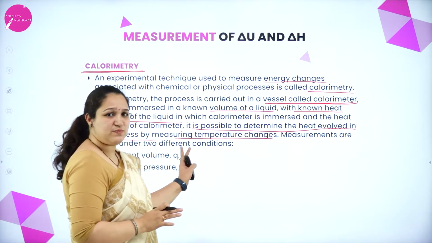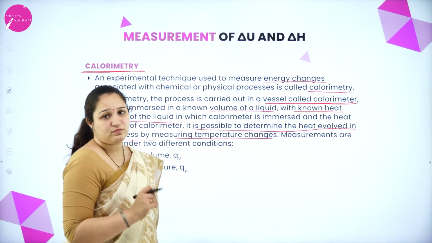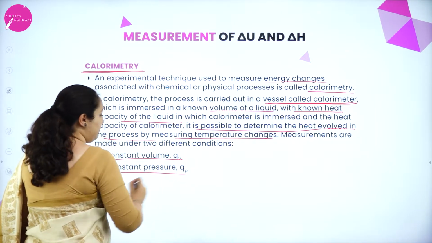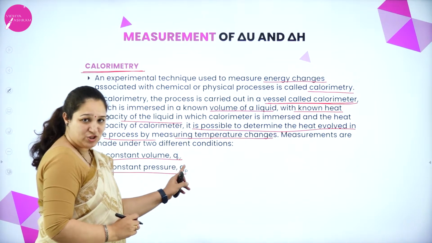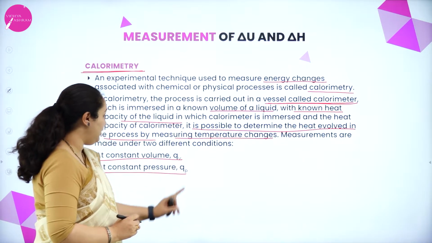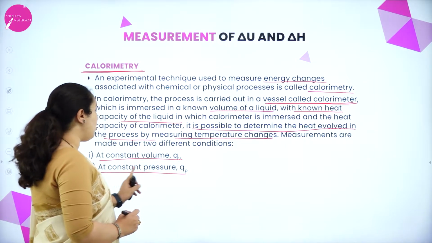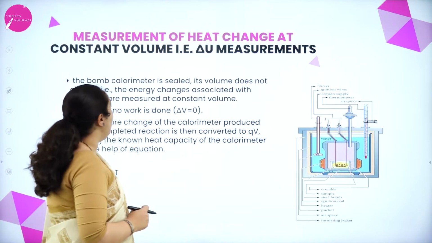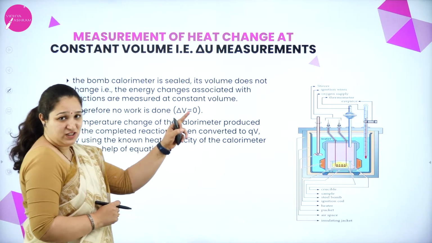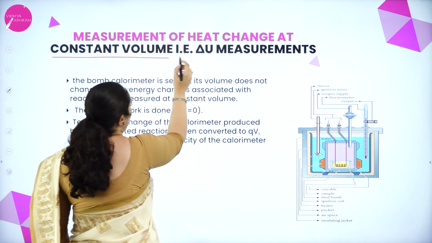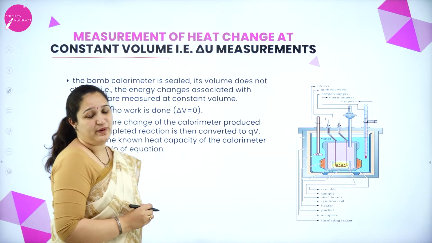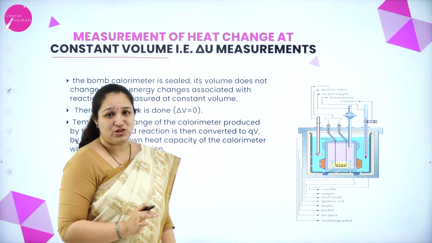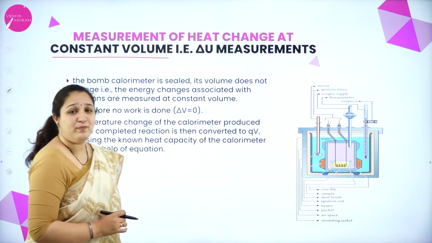To understand this better, we have two types of measurement: at constant volume and at constant pressure. Heat change measured at constant volume we call QV, and the measurement made at constant pressure we call QP. So we learn both the methods. First is measurement of heat change at constant volume, that is delta U measurement, the change in internal energy, which we can measure using a bomb calorimeter.